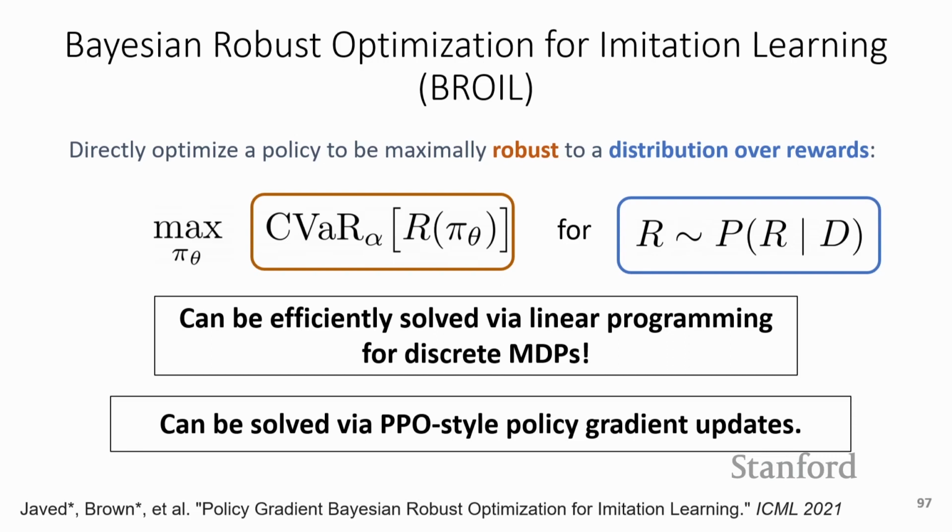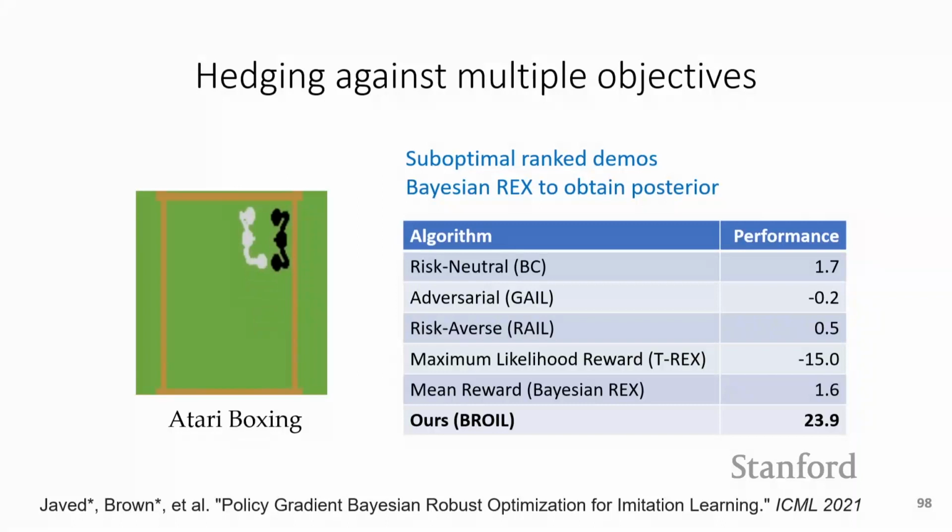And what's even cooler is that you can extend this to continuous states and continuous actions really easily using a PPO-style policy gradient. We have some recent work showing that with just a few changes to a standard policy gradient algorithm, we can make it robust to an entire distribution of reward functions and use all the standard tricks that we use in our state-of-the-art reinforcement learning algorithms to make this scale to interesting problems.